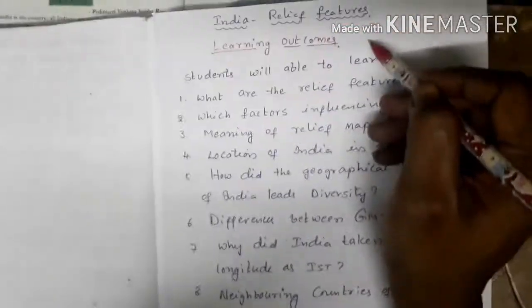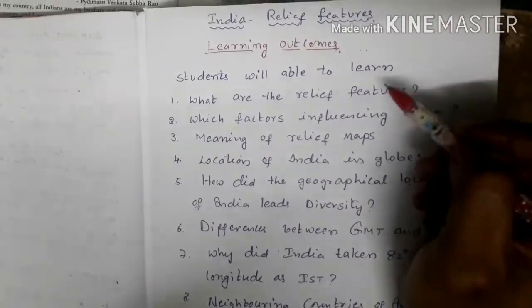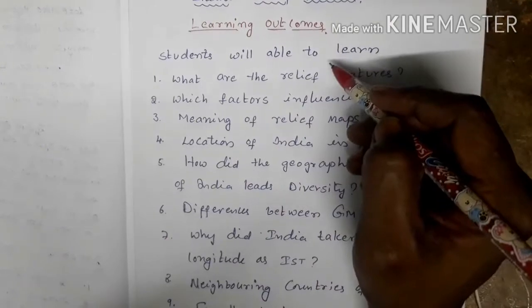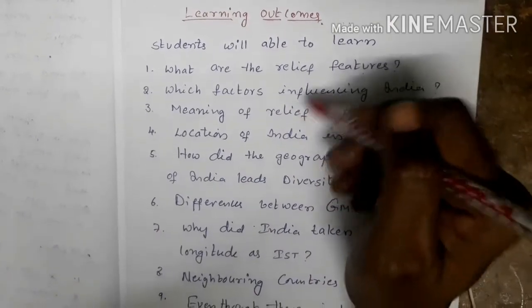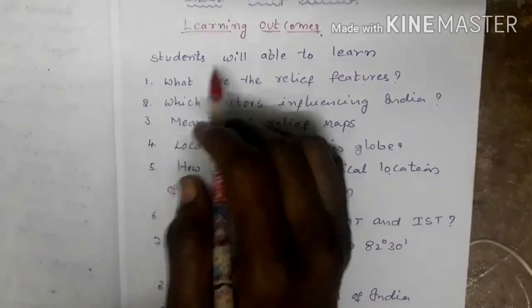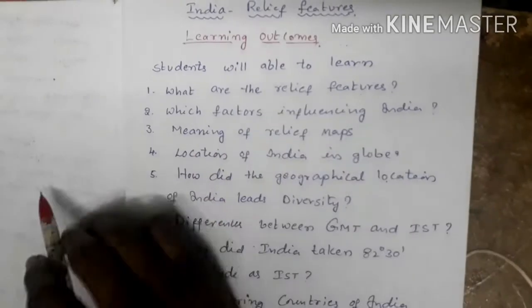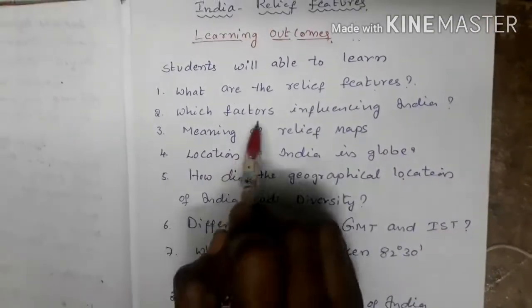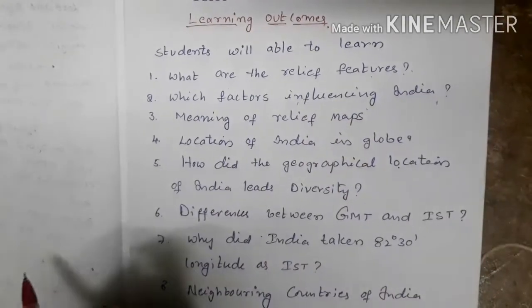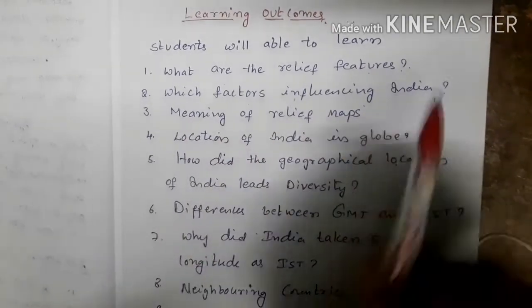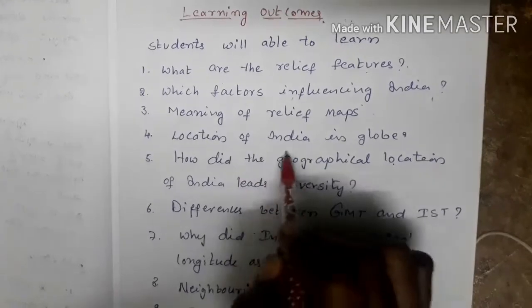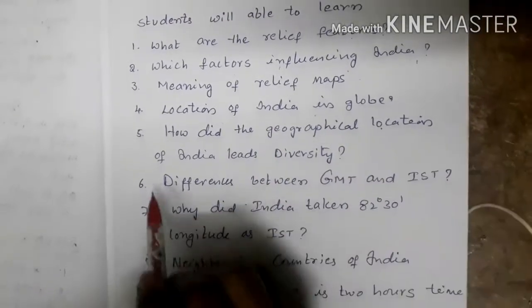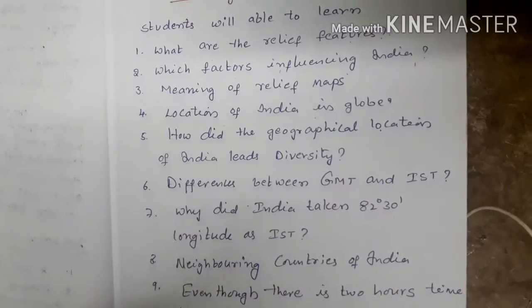What are the learning outcomes? After completion of this session, you will be able to say the answers to these questions. Just we will see. What are the relief features? Which factors influence India? Meaning of relief maps? Location of India on the globe? How did the geographical location of India lead to diversity?